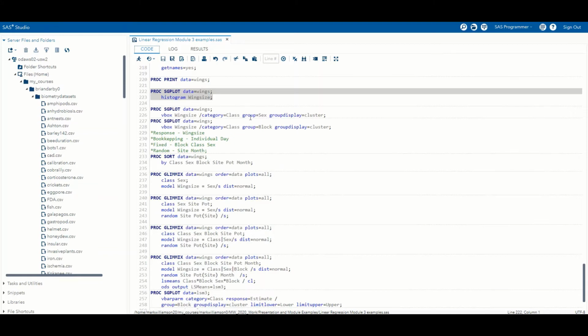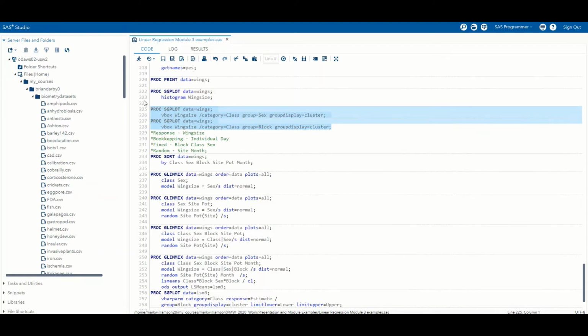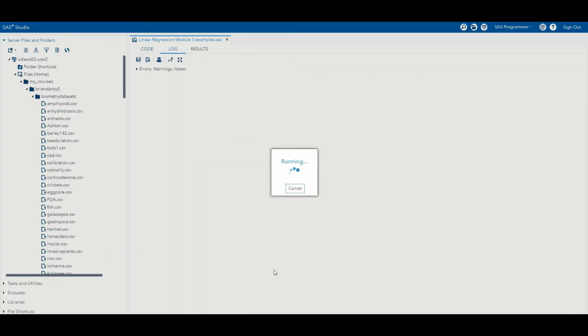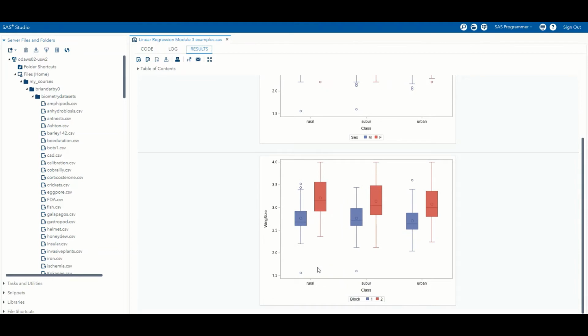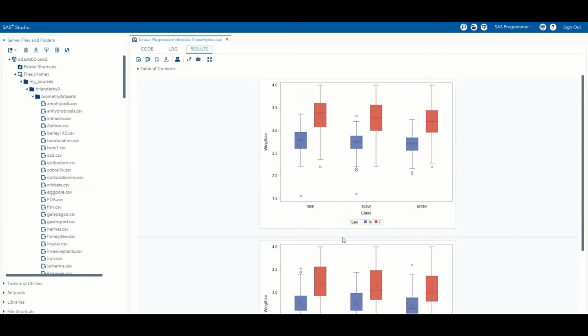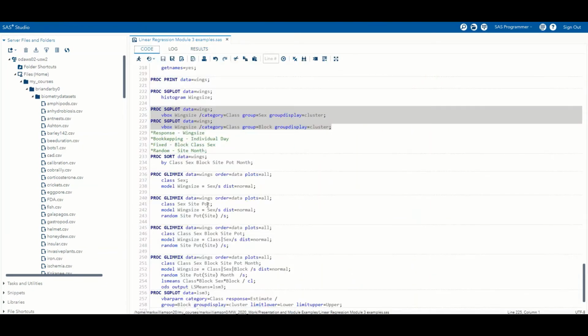So let's look across sex, a possible fixed effect, and then block, a possible random effect. We see that wing size tends to be larger in females, and it seems to be relatively the same across these different classes, rural, suburban, and urban, while wing size tends to be bigger in block 2 than block 1. So that's important to know. Our response is wing size.